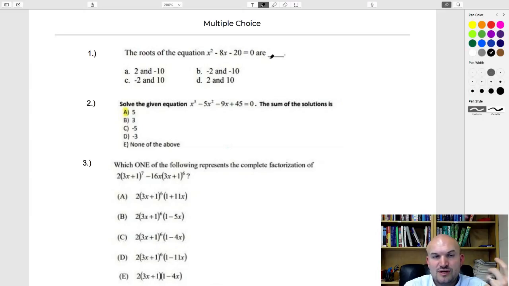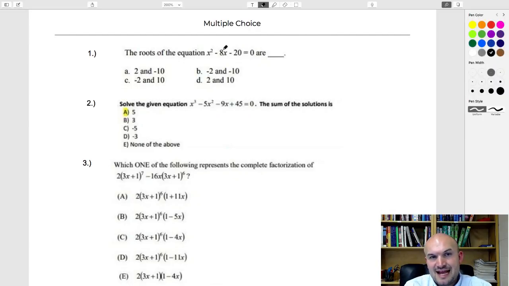So basically I'm looking for what 2 numbers multiply to give me negative 20, and then we're going to add to give me negative 8. So we think about all the numbers that multiply to give you 20: 5, 4, 10, 2. And then I look at, well, 10 and 2, they have a difference of 8. So that would probably work.